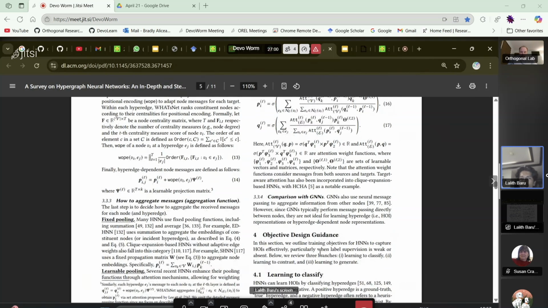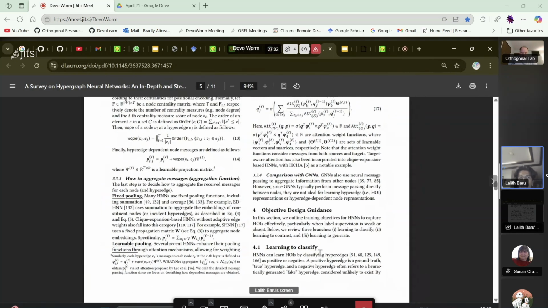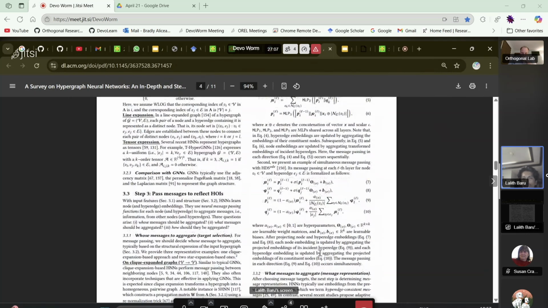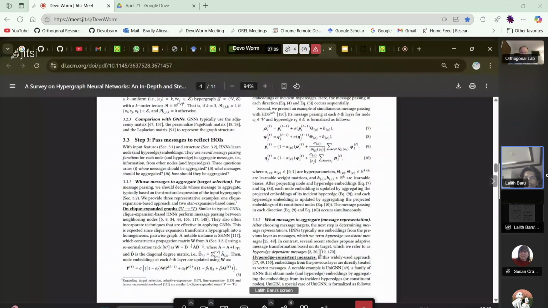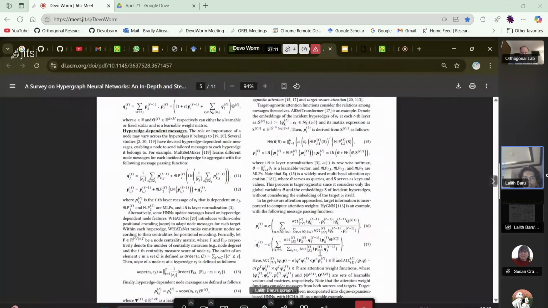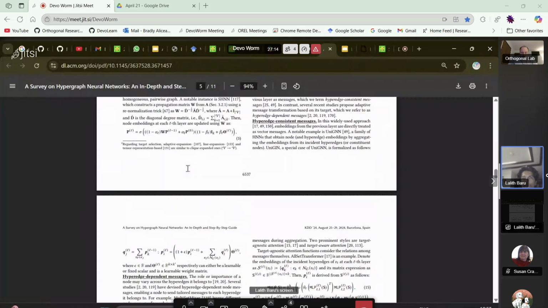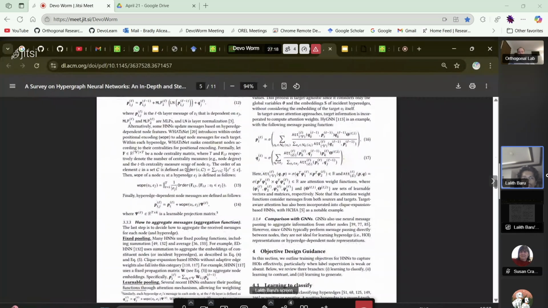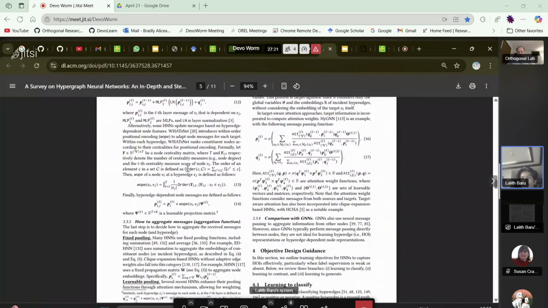So this is more of a message passing mechanism. What are the targets that we select? That's the first thing. The second is what kind of messages we want to pass, and the third is what kind of aggregation function we are trying to use in order to get the desired representations. So these are the three different stages of applying message passing mechanisms to hypergraphs.